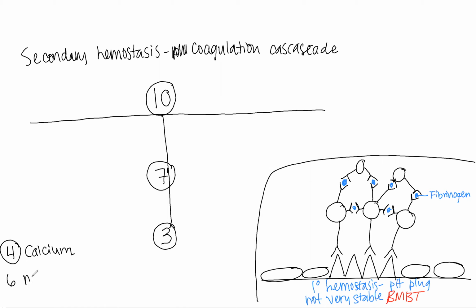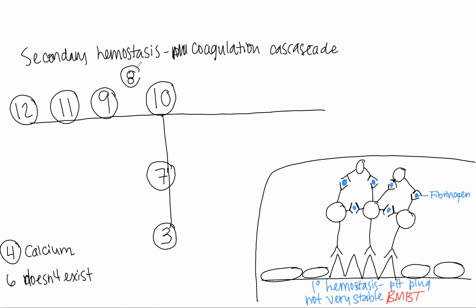Okay, now we are ready to just count down. So we have 12, 11, 10's already being used, so what we're going to do next is 9. 8 kind of goes up here because it's a cofactor. 8, 7's already used, 6 doesn't exist, so our next number is 5. It's also a cofactor, so it goes up there. 4 is calcium, 3 is down here, so next we have 2 and 1. Okay, so that is the order of the numbers. That's all you need to remember to keep track of your intrinsic, extrinsic, and common pathways.